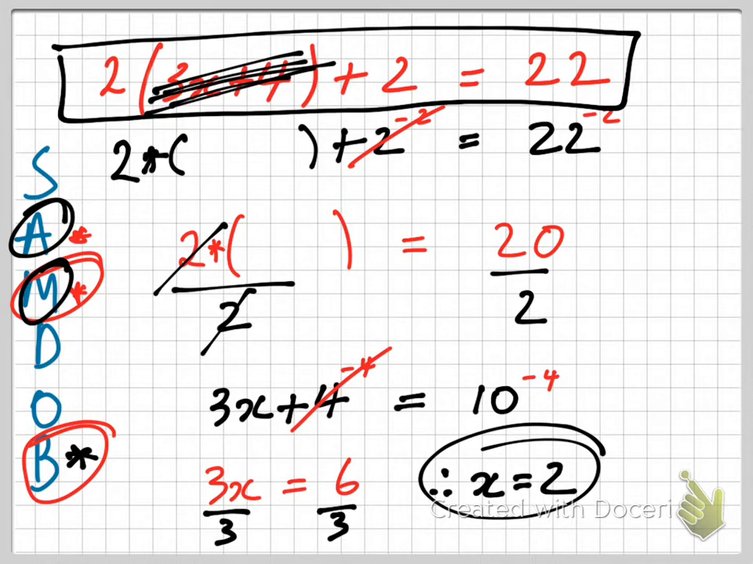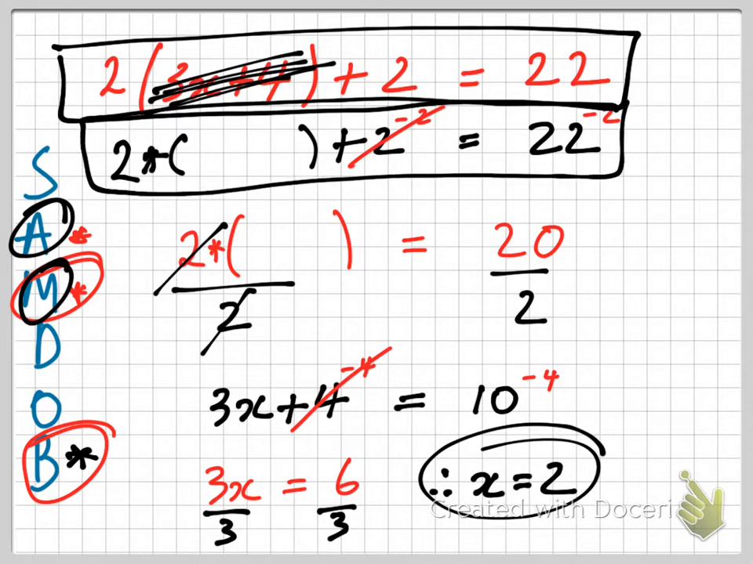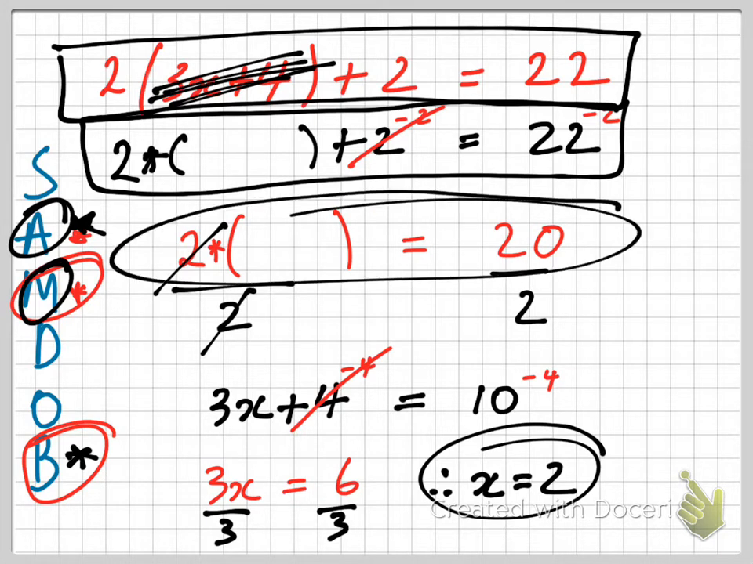So what do we really have? Well, we have a multiplication of the bracket and an addition. And we should know that addition comes first. So that's why we try to mathematically eliminate the 2. So once we eliminated the 2, we were left with 2 times the bracket is equal to 20.